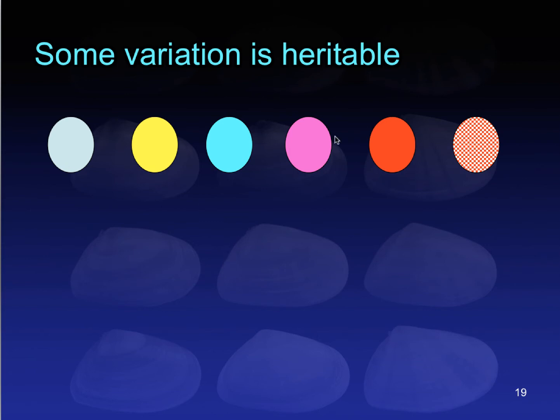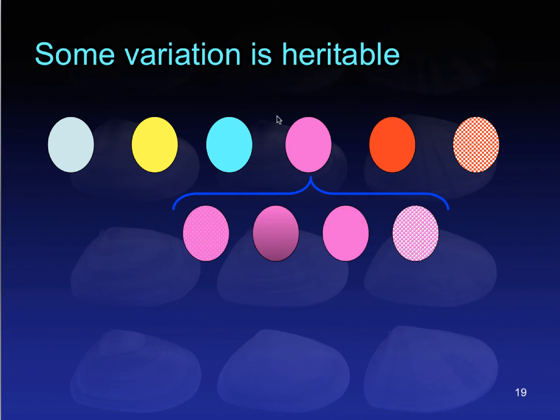Okay, so here's an example of variation in a population. We've got 6 circles that all have different colors and patterns. Let's focus on this one here. When this individual has babies, if it does it through the process of sexual selection or sexual reproduction, we notice that the offspring all look very similar, but not identical to each other.